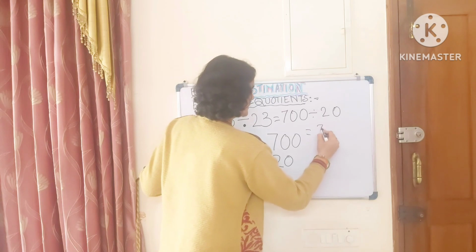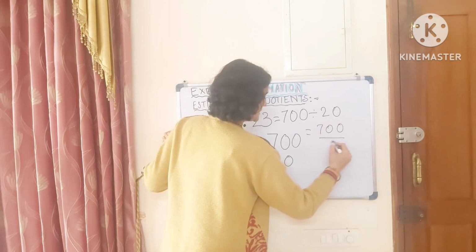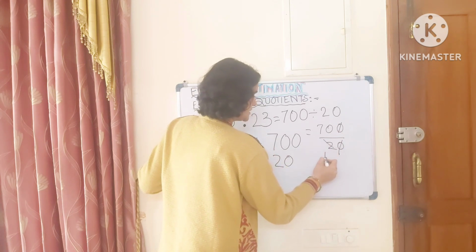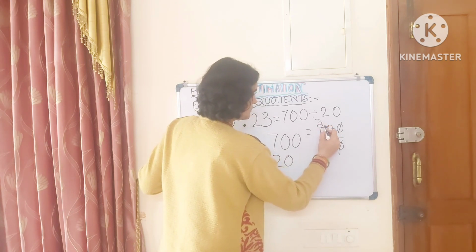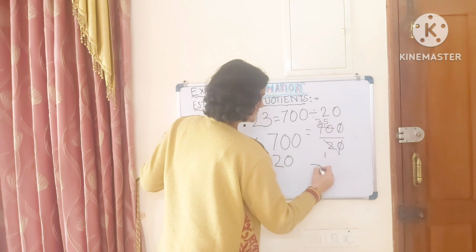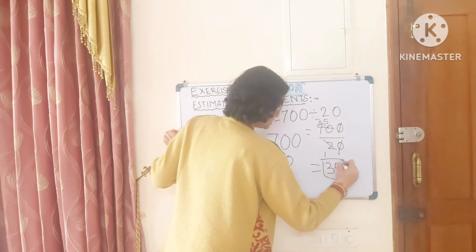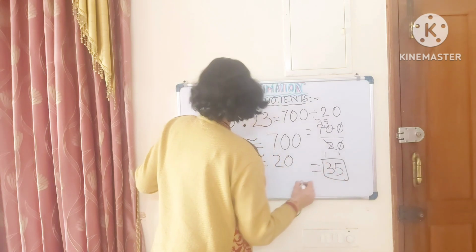So 700 divided by 20, I write like a fraction. Cancel out the common zeros. 2 ones are 2, 2 threes are 6, 2 fives are 10. So the final answer is 35 for question number 5.